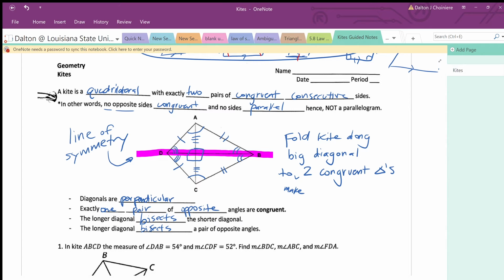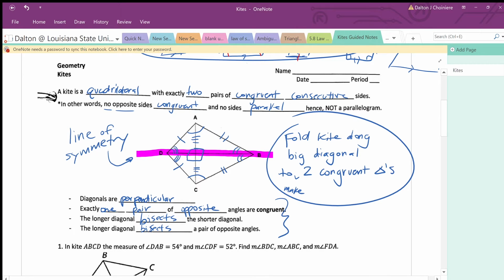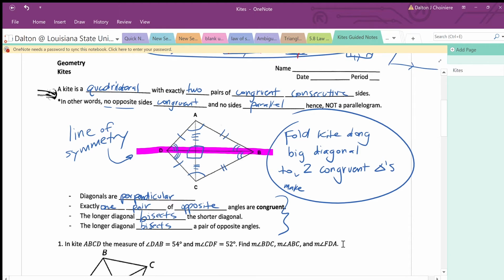The key feature is don't try to memorize these qualities about a kite. This is the deal. If you fold the kite along the big diagonal, you will make two congruent triangles. So figure out which diagonal is your biggest, shade that diagonal real dark, and then know that everything on one side will match the other side. Okay, so let's use those features and do some problems.